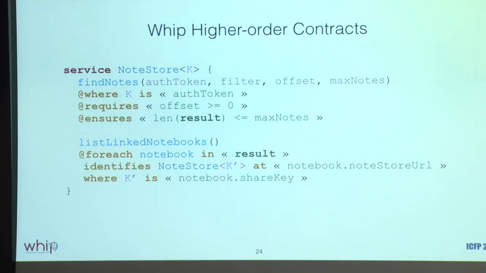So in WIP, we use contracts to capture these kinds of higher order properties. The parameter, or what I'll call the index, is used to differentiate between different instances of the service by using the environment as the index, specified as one of the arguments. So here's the updated contract. In the first line, we included K, the index to the contract. That K index can be specified in where conditions in the operation contracts. So for example, in the find notes operation, that refers to the auth token. And additionally, in higher order operation contracts below, it can specify the index for the service contract you're identifying. So here it's the share key given in the resulting linked notebook.